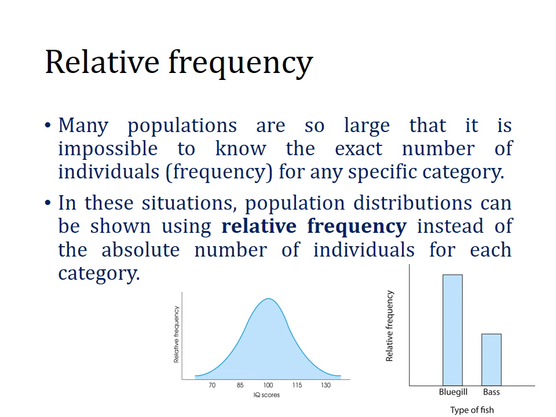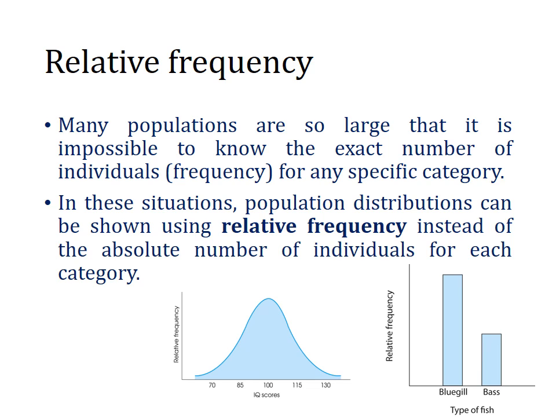Next is the relative frequency. Many populations are so large that it is not possible to know the exact number of individuals for any specific category. Sometimes researchers face complex population situations with a large population size, and it is very difficult to categorize individuals and represent the individual data. In that case, researchers show the population distribution using relative frequency instead of the absolute number of individuals for each category.